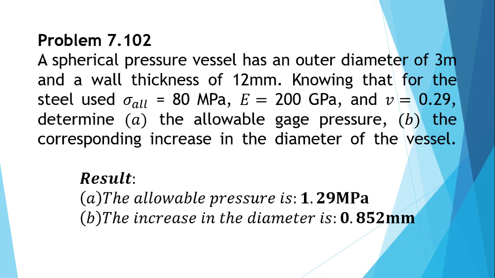For this problem 7.102, the results are: for A, the allowable pressure is 1.29 megapascals, and for B, the increase in the diameter is 0.852 millimeters.